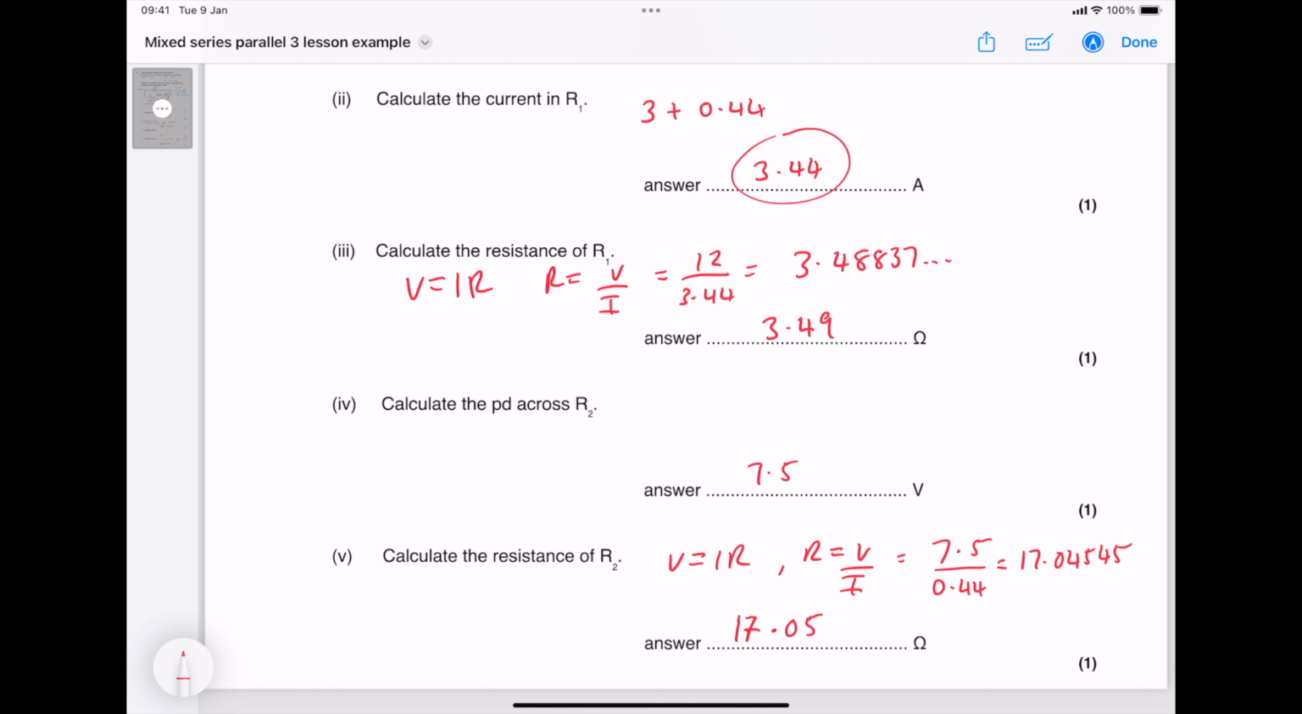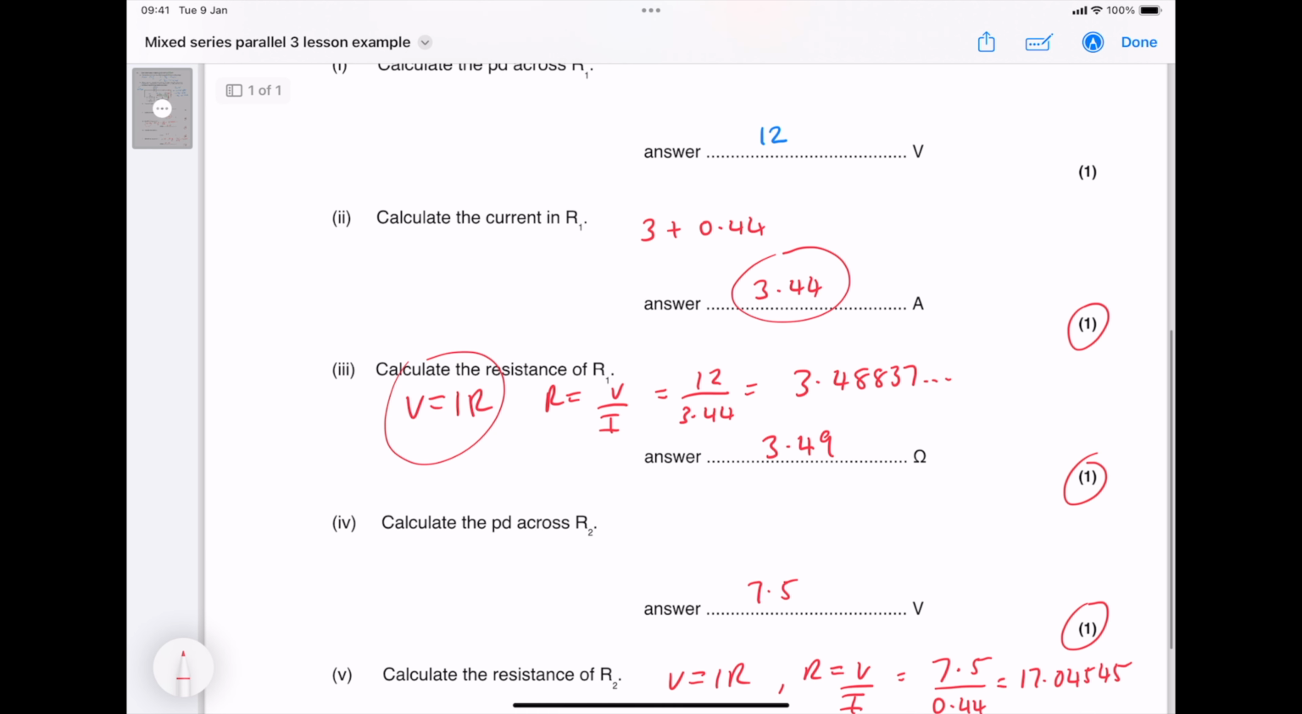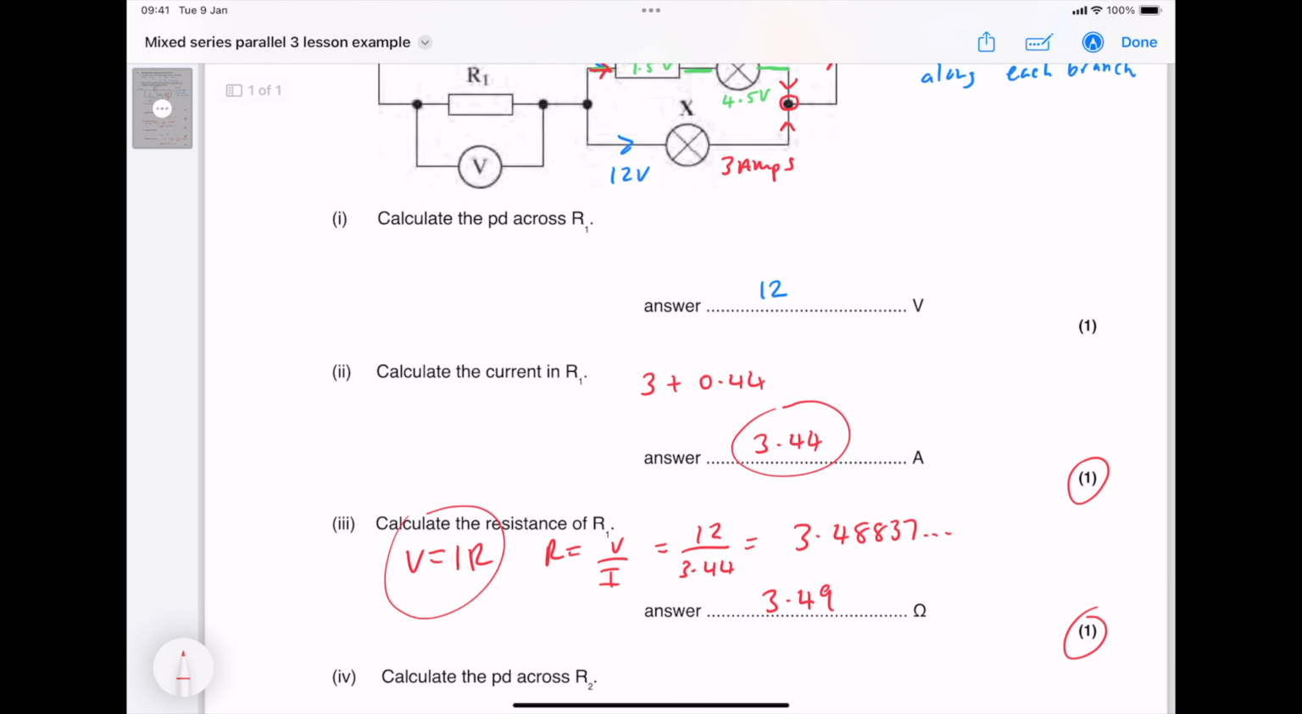Just before we finish, I want to make a point about the number of marks for each of these parts. You will see they're only 1 mark, and the formulas we're using, which I've just circled there, are very easy. What's difficult about this question is the thinking behind each part. You've really got to think about what is going on, and that comes from having a good, solid understanding of the properties of a series circuit and a parallel circuit.